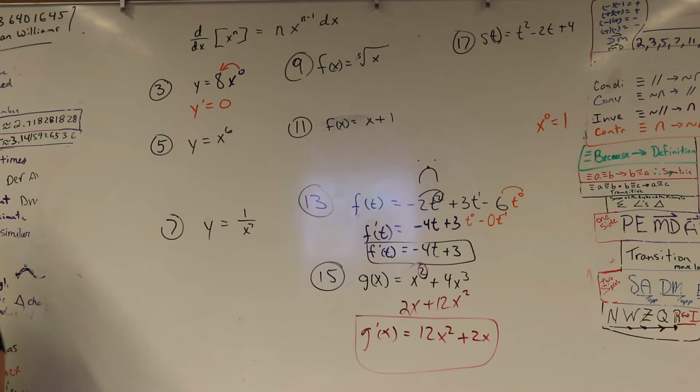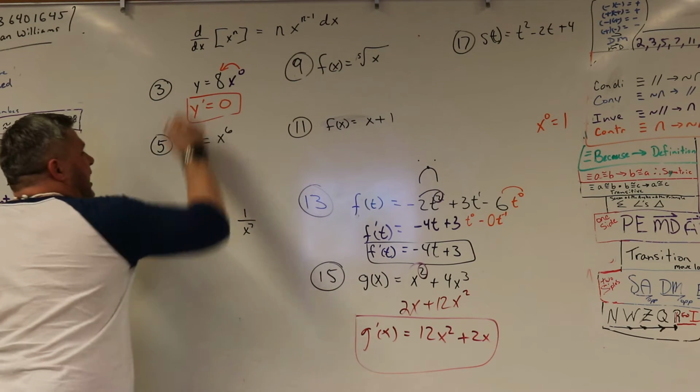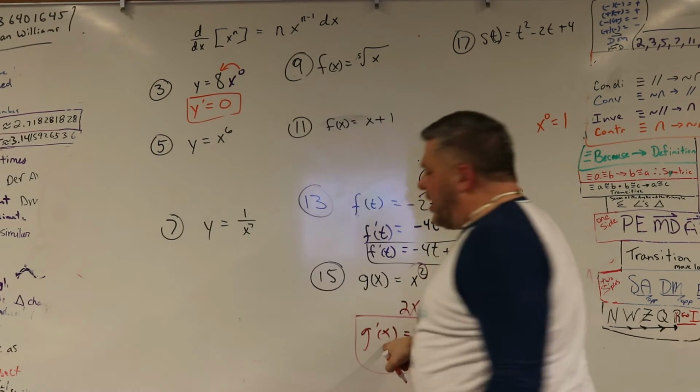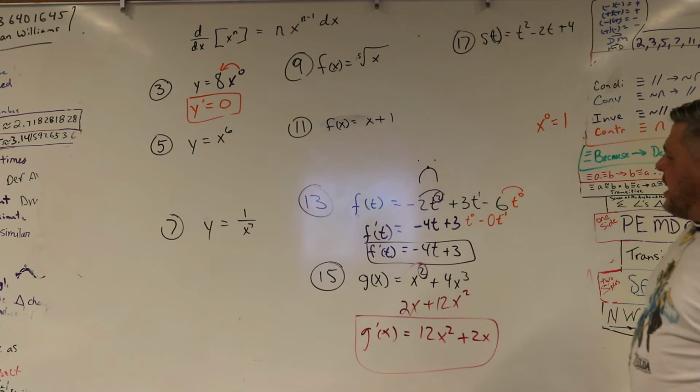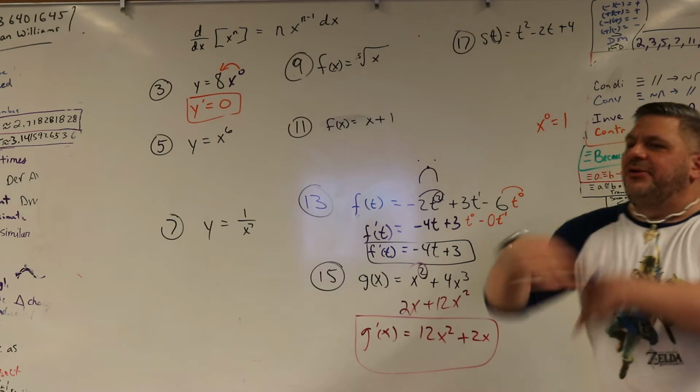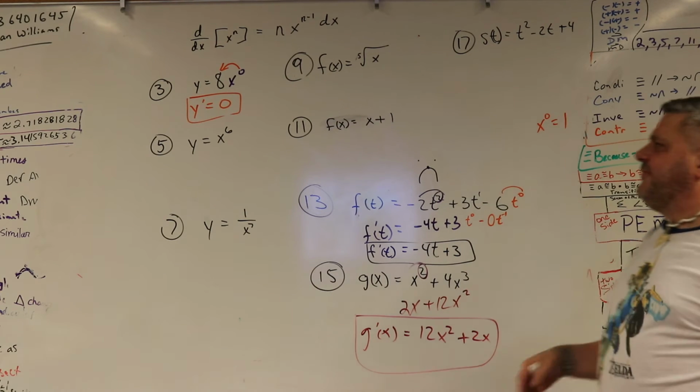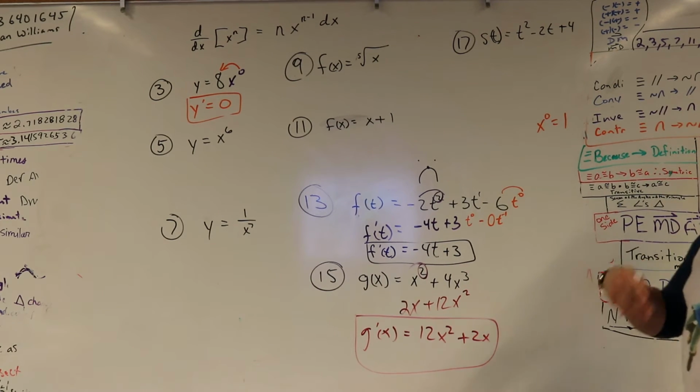So y prime and g prime, g of x prime, sorry, and f of t prime, they're all the same thing. They're all the derivative. It's all ways of saying the derivative. Okay?